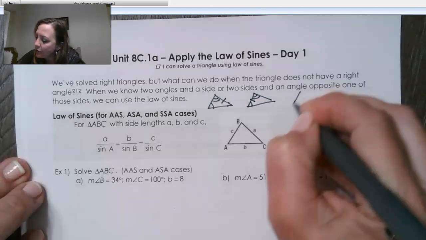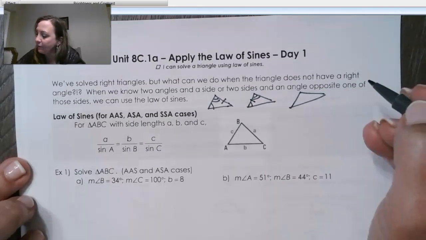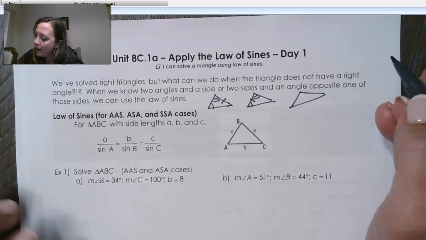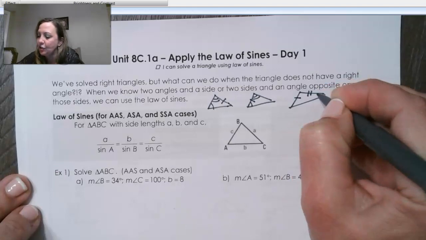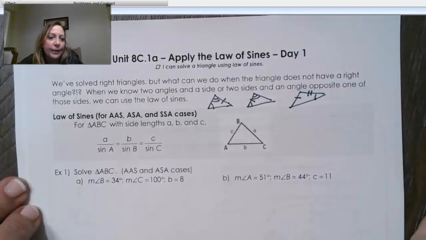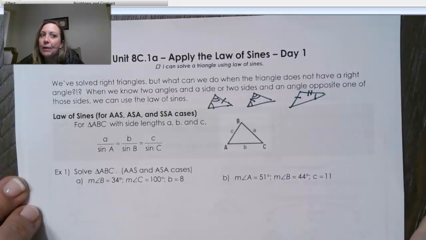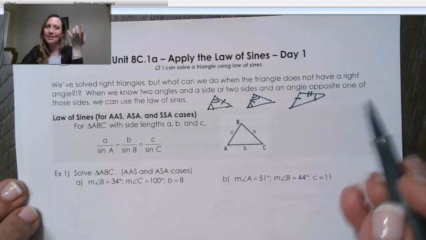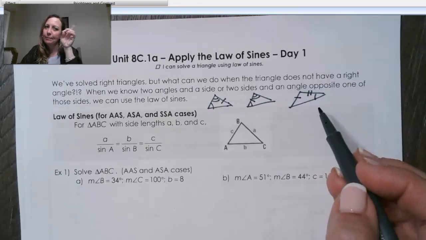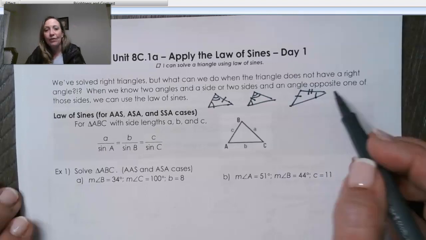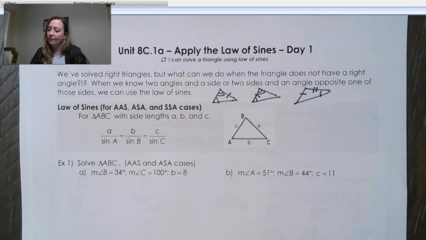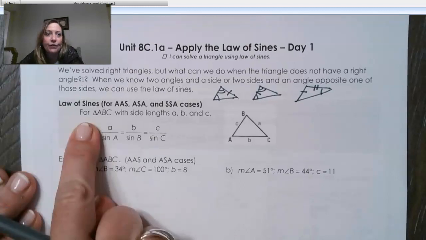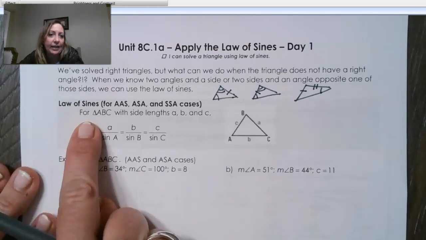And then there's a special case we'll spend a little more time on going forward, not today. That's the SSA case. Now remember, the SSA case in geometry, you couldn't prove a triangle congruent. You remember why, but it causes issues with the law of sines. We can use it, but we're going to have to be a little careful. But with that kind of information, we're able to solve a triangle with the law of sines. And we can do this for any triangle, regardless of whether it has a right angle or not. So that's what's nice about it.